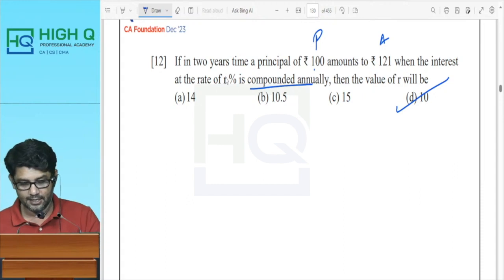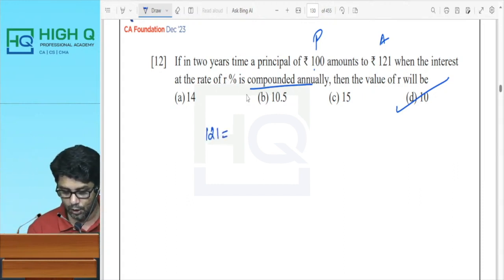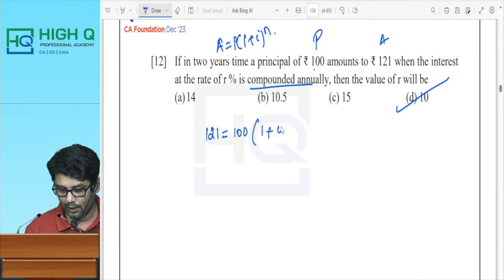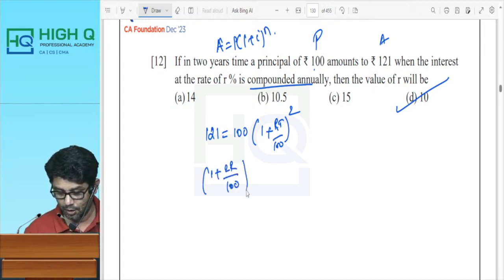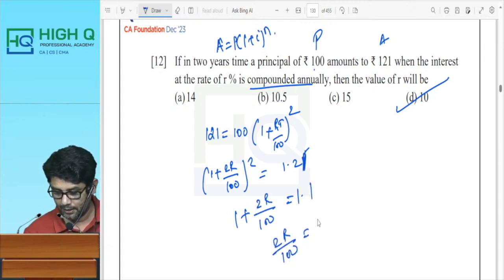121 I am getting. Therefore, the answer. But the actual method is: amount is equal to P into (1 plus I) whole power n. 121 is equal to 100 into (1 plus RT by 100) whole power n, I think many people are using this formula. Here n is 2, so (1 plus 2R by 100) whole square equals 1.21. Taking square root, 1 plus 2R by 100 is equal to 1.1. So 2R by 100 is equal to 0.1.